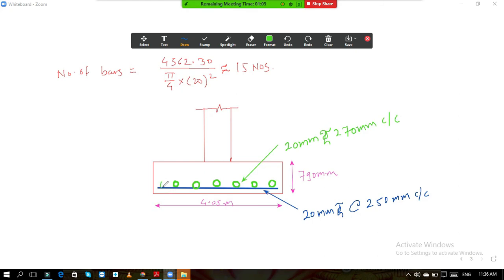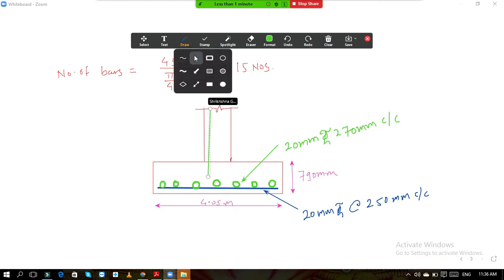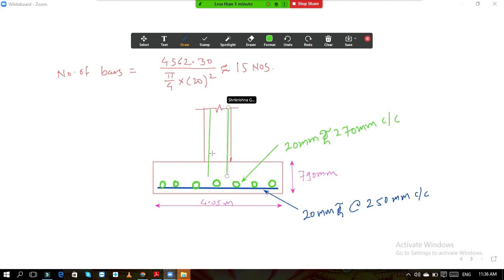so these are the bars. This is the reinforcement. You can show the bars which are coming from the column also, if you want. These are called as trowel bars, which come from the column to the footing. So these bars are like this. Okay. So this is the reinforcement details for the rectangular footing.